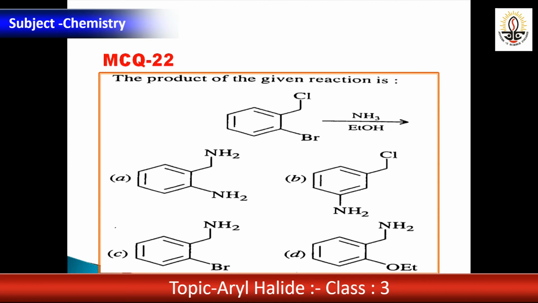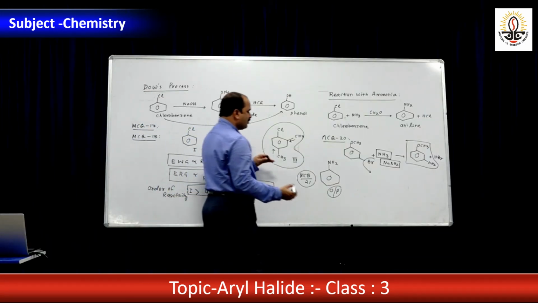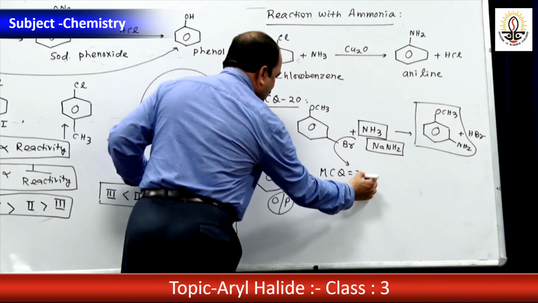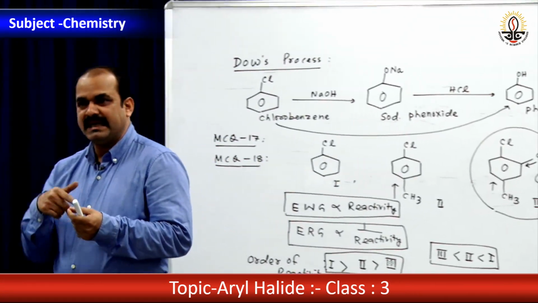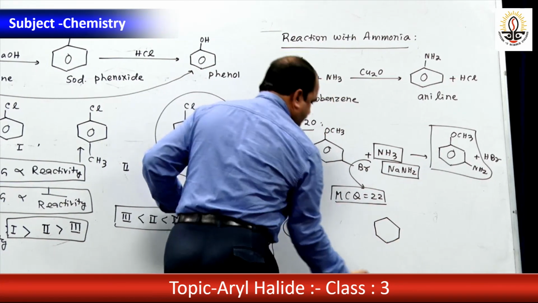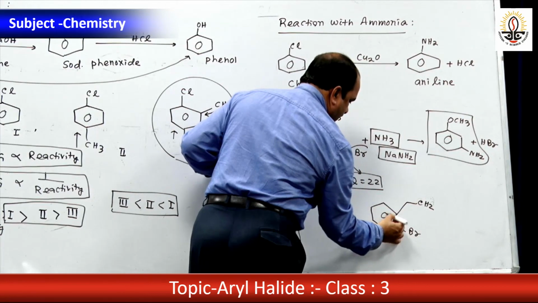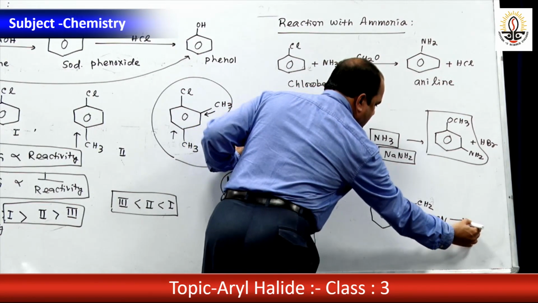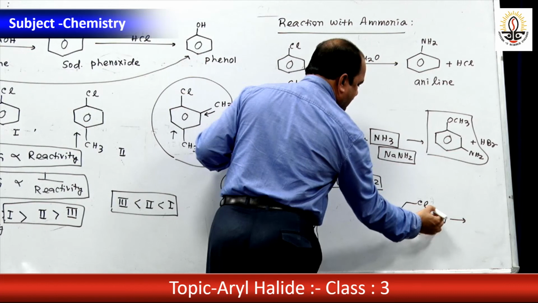One compound is given and we mix ammonia with it. Multiple choice question number 22, MCQ 22. The question has bromine directly bonded with the benzene carbon, C-Br, and another is CH2Cl. It is CH2Cl and this is bromine, plus we will add KCN. In any substitution reaction we can add KCN. It is Cl. If I take this as Cl, this chlorine is eliminated.